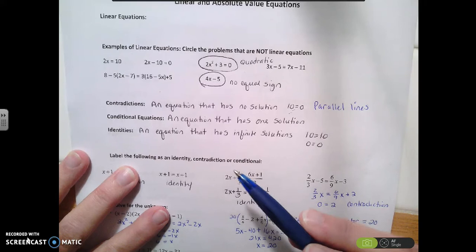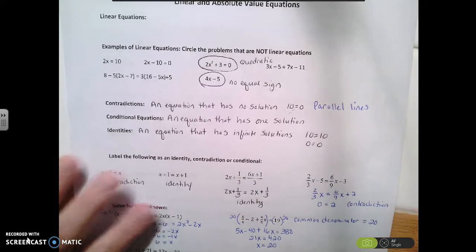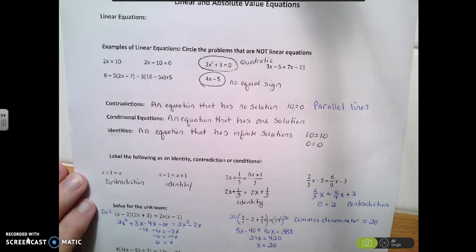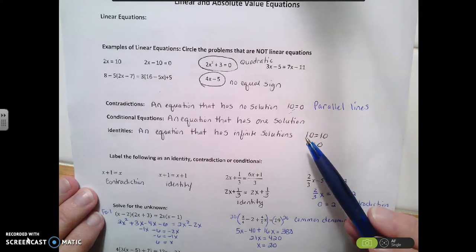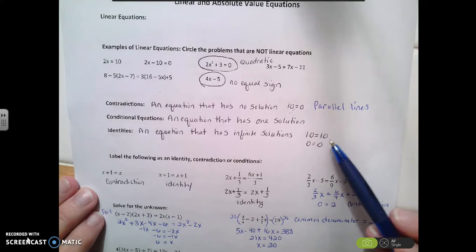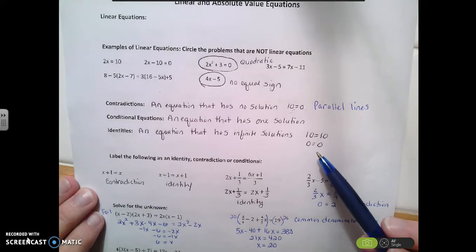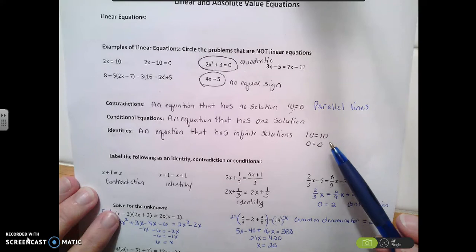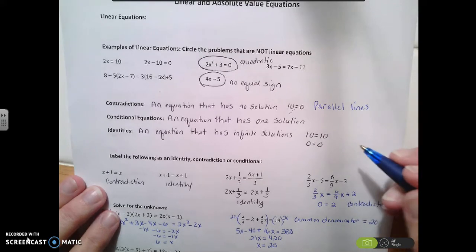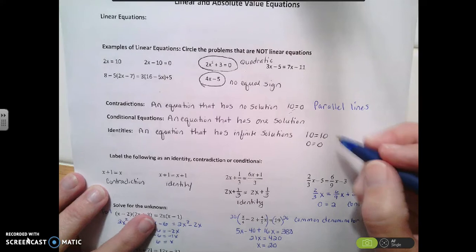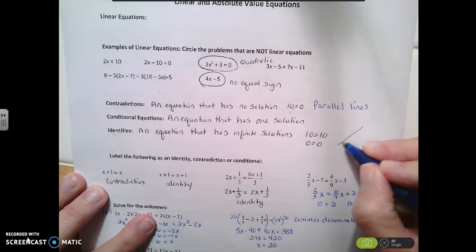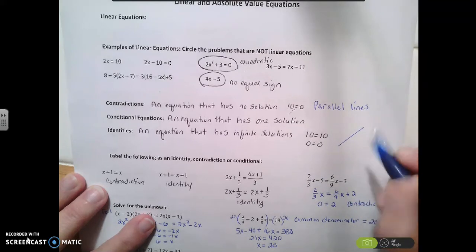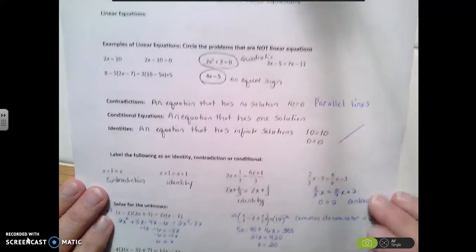A conditional equation is an equation that has one solution. That's what we've been used to dealing with in the past. And an identity is an equation that has infinite solutions. So infinite solutions would come out to be something like 10 equals 10, 0 equals 0, or something like that. In the case of an identity, what you end up with is two lines that are superimposed on top of each other. So you have a line on the graph, and then there's basically another line on top of it that has a different format or a different equation.